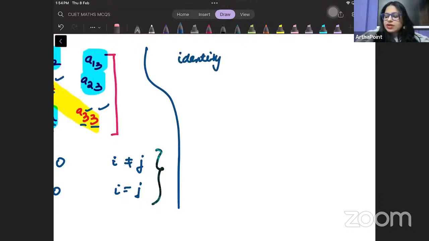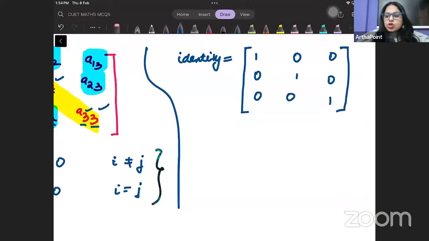So what does an identity matrix become? It is a kind of diagonal matrix, but these diagonal elements are exactly 1. I will not accept any other value, then it will become an identity matrix. So if it is 4, suppose, then it is a diagonal matrix. But if all the diagonals are exactly 1, then it becomes an identity matrix.